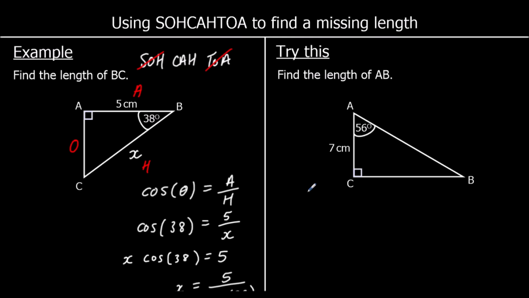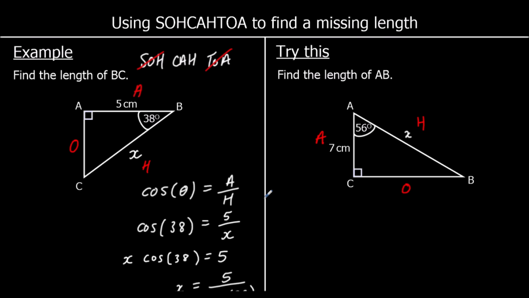And one for you to try, so give this one a go. So we're finding the length of AB, which is going to be x. And let's label the triangle first. So we are finding the hypotenuse. So that's H. Opposite the right angle is H. Opposite the angle we've been given, it's called the opposite. And in between the angle and the right angle is called the adjacent.